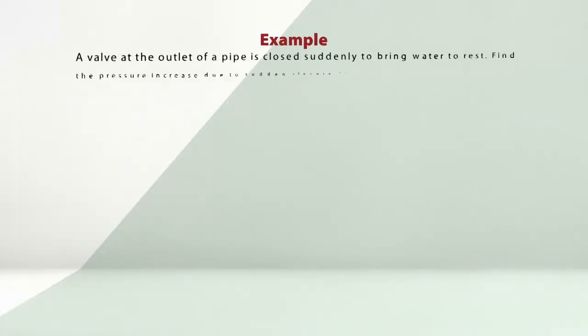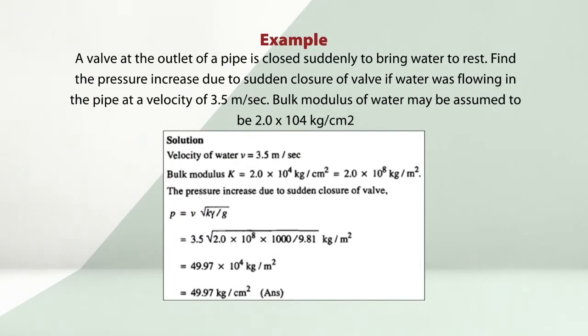Now here is an example. A valve at the outlet of a pipe is closed suddenly to bring water to rest. Find the pressure increase due to sudden closure of valve if water was flowing in the pipe at a velocity of 3.5 meter per second. Bulk modulus of water may be assumed to be 2 into 10 to the power 4 kg per centimeter square.